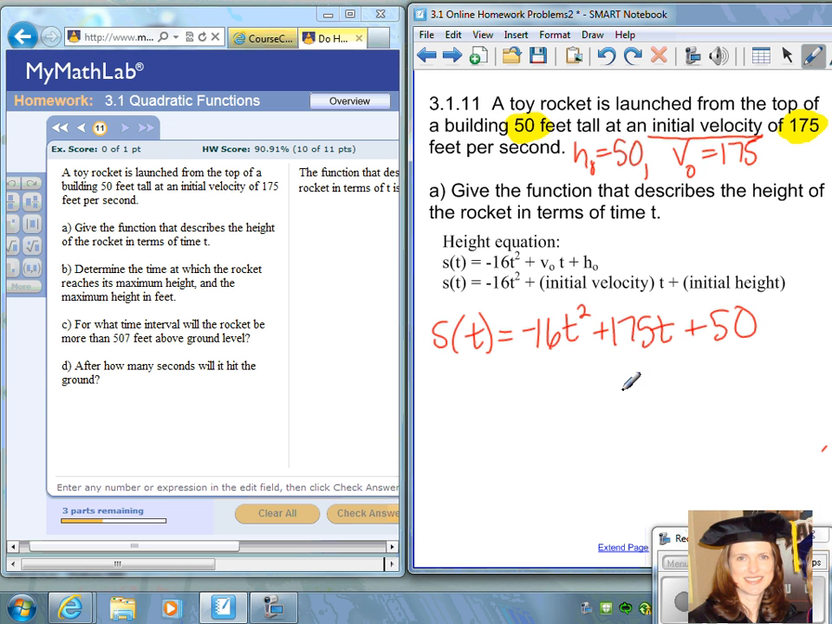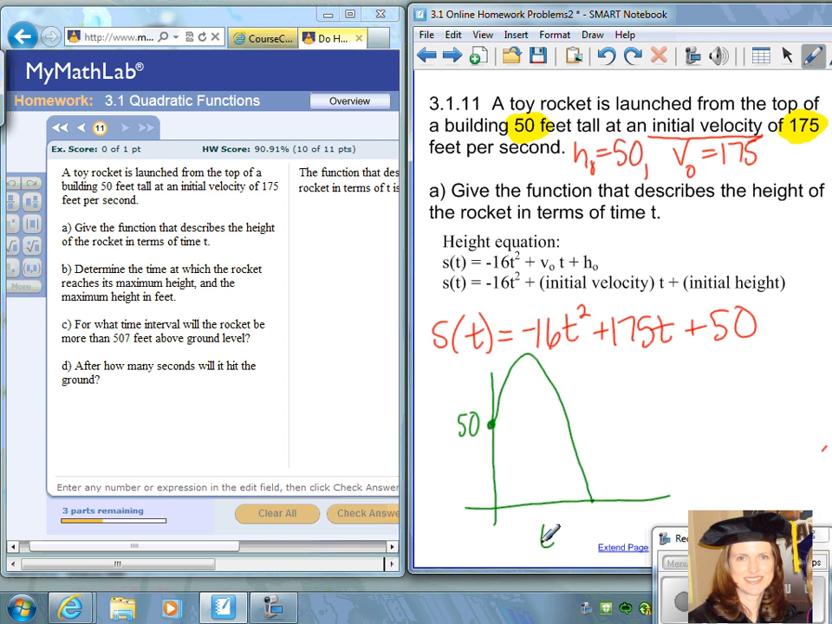You should recognize that it's a parabola. It is a parabola that's going to open down. And just imagine, without even evaluating this, that you have a rocket that you're launching from the top of a 50-foot tall building. Imagine that rocket's going to go up, and then it's going to eventually come back to the ground. This equation models that.